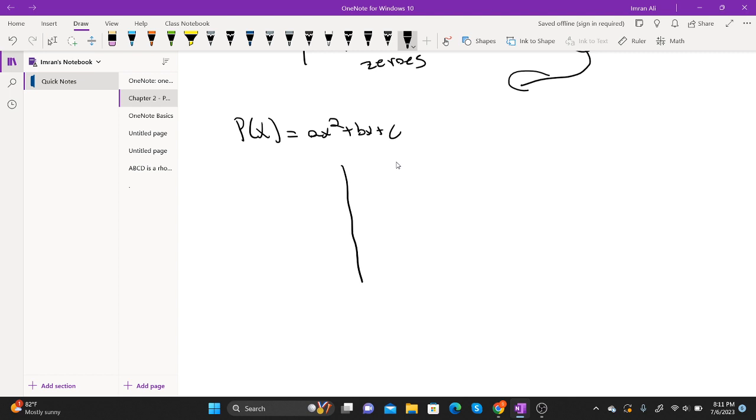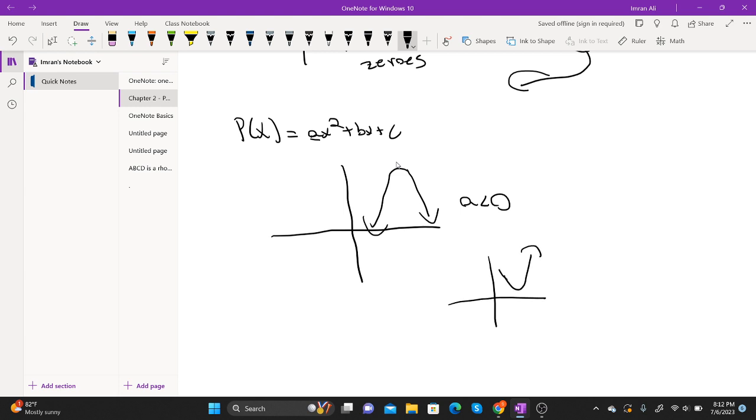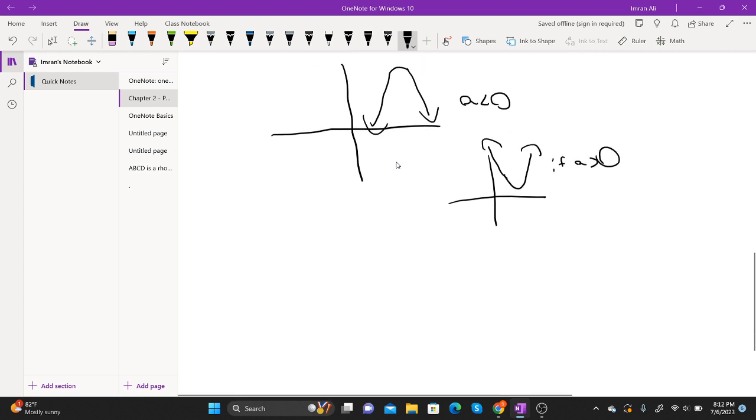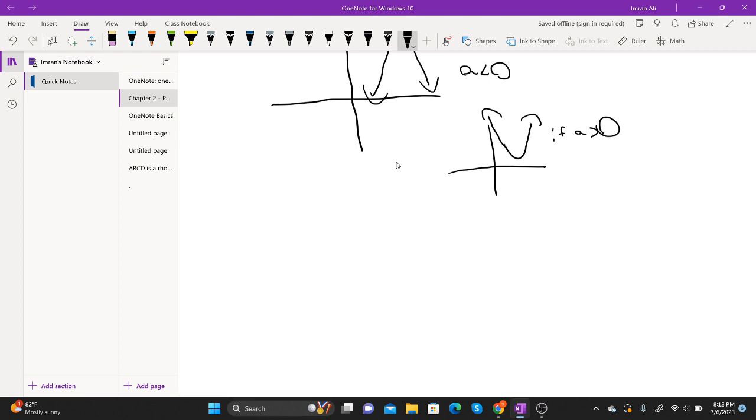When I graph this, if a is negative, then the graph will open downwards. So this is if a is less than 0. But if a is greater than 0, then it will open upwards. That's if a is greater than 0. And that's all you need to know about the graph of a quadratic polynomial.